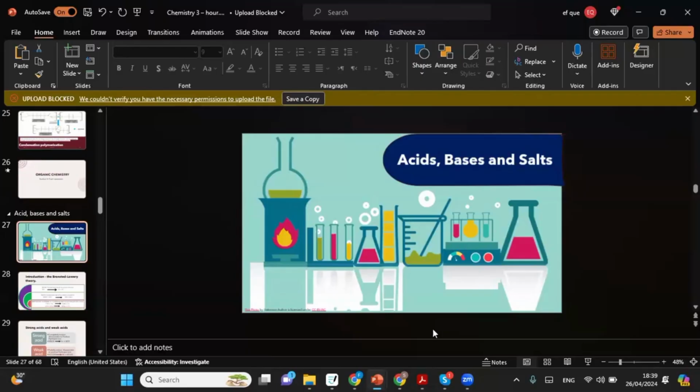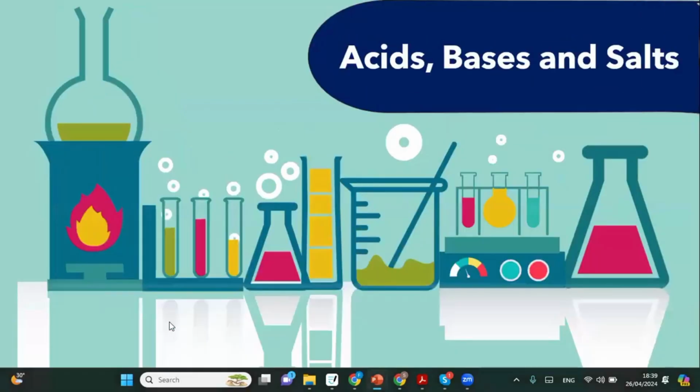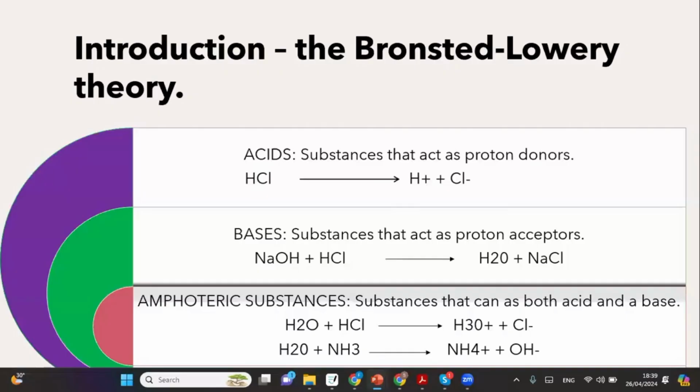Okay, now the next thing that we are going to target is another really important topic, and that's acids, bases, and salts. Now, again, we can't go over the entire topic in detail, but I have tried to get as much information as I can in a very small amount of time. So let's encounter our acids and bases.